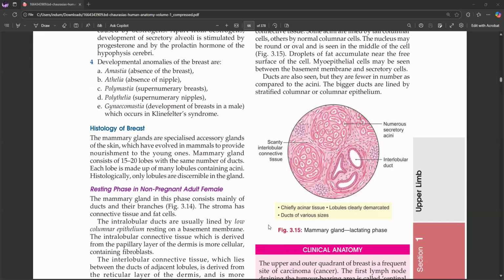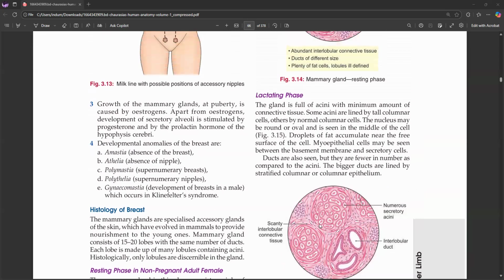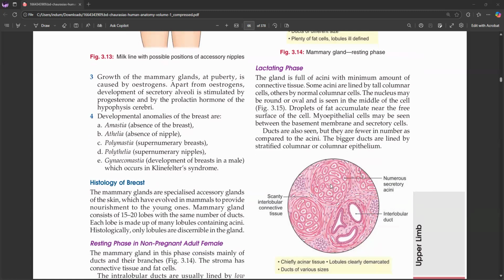It contains fat lobules. Lactating phase. The gland is full of acini with minimum amount of connective tissue. Some acini are lined by tall columnar cells, others by normal columnar cells. The nucleus may be round or oval and is seen in the middle of the cell. Figure 3.15. Droplets of fat accumulate near the free surface of the cell.